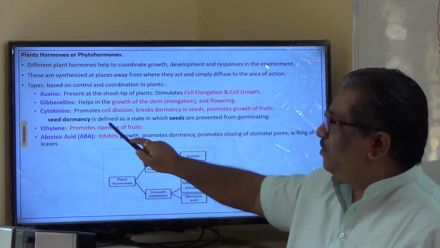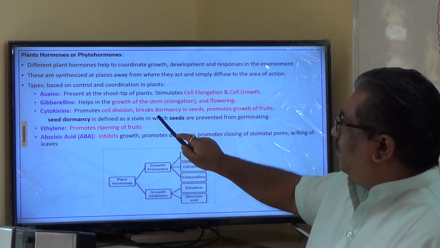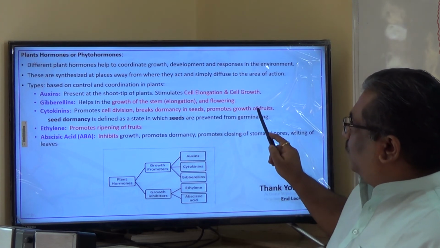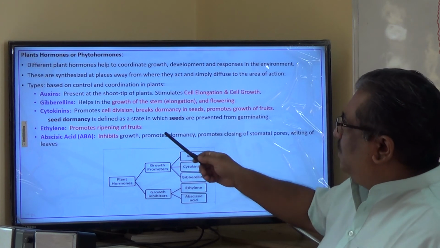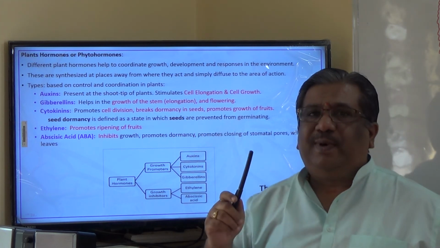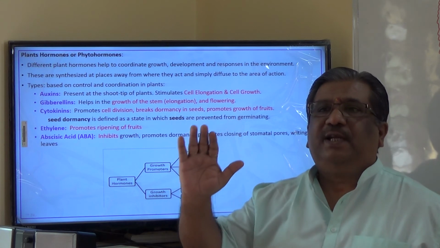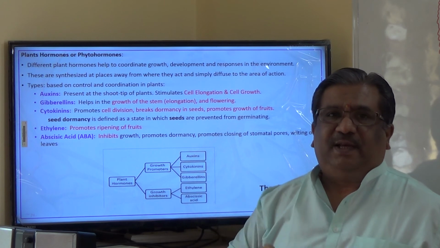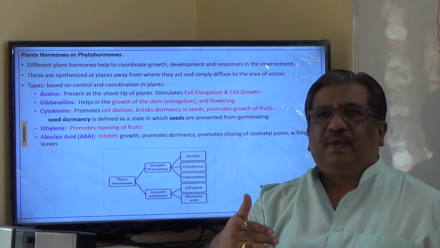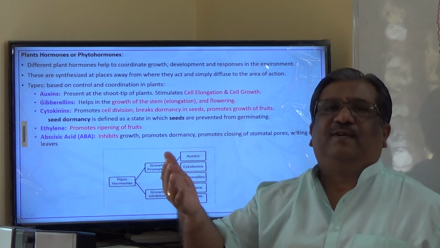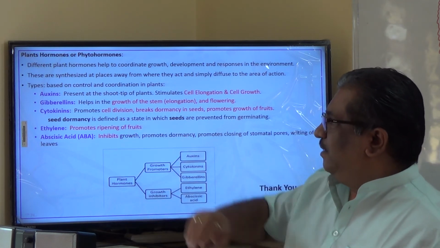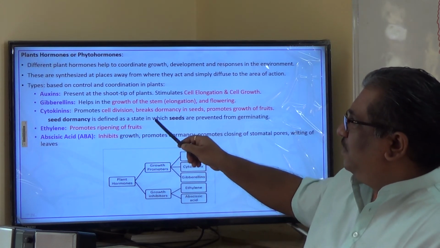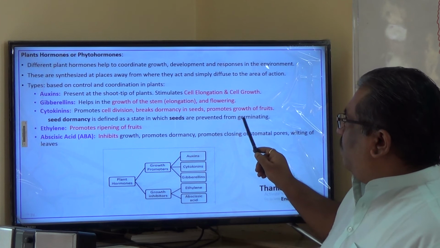Next, also cytokinins, a couple of things I have written here. Breaks dormancy in the seeds and promotes growth of fruits. The question on promotes growth of fruits will not come, but still you can write it. Breaks dormancy. What do you mean by dormancy? Temporary stoppage of growth of a particular part is called dormancy. With respect to seeds, the temporary stoppage of germination of the seeds is called dormancy. What is seed dormancy? Seed dormancy is defined as the state in which seeds are prevented from germinating.